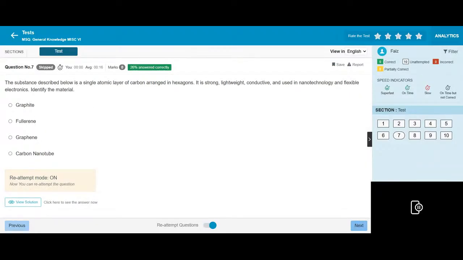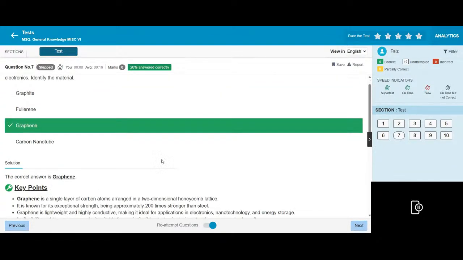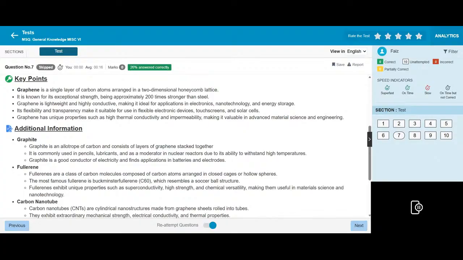The substance described below is a single atomic layer of carbon arranged in hexagons. It is strong, lightweight, conductive, and used in nanotechnology and flexible electronic materials. Graphene. Graphene is a single layer of carbon atoms arranged in a two-dimensional honeycomb lattice. It is known for exceptional strength, being approximately two hundred times stronger than steel. Graphene is lightweight and highly conductive, making it ideal for applications in electronics, nanotechnology, and energy storage. Its flexibility and transparency make it suitable for flexible electronic devices, touchscreens, and solar cells. Graphene has unique properties such as high thermal conductivity and impermeability, making it valuable in advanced material science and engineering.